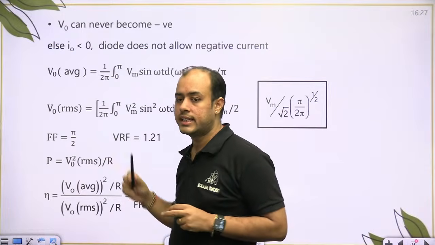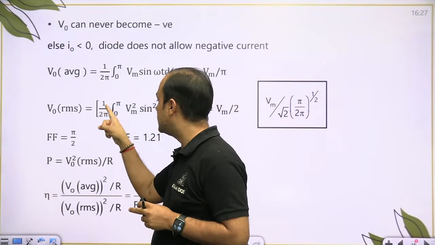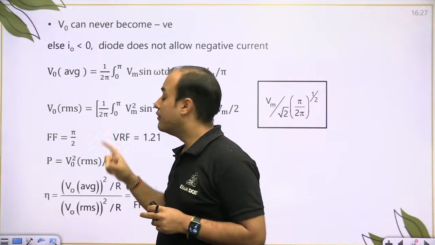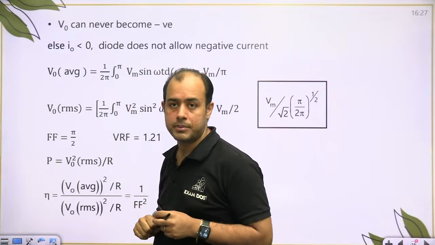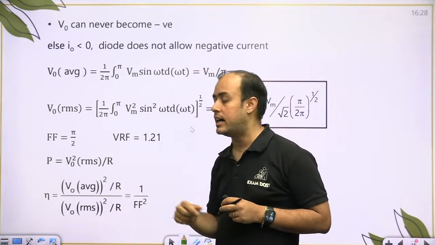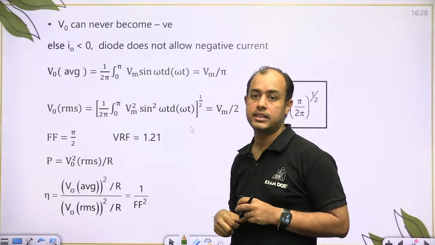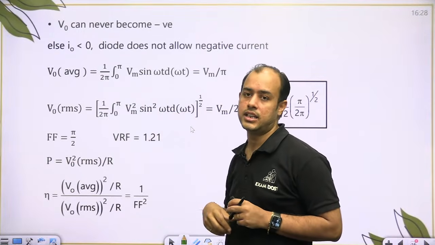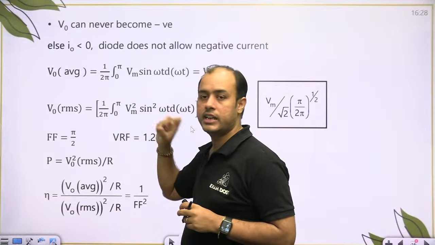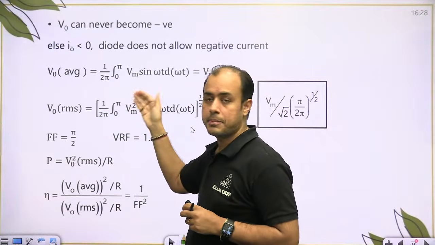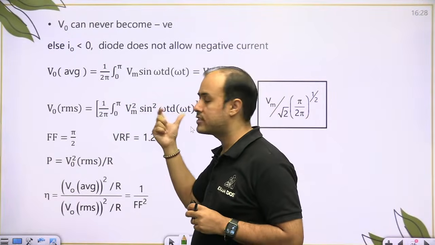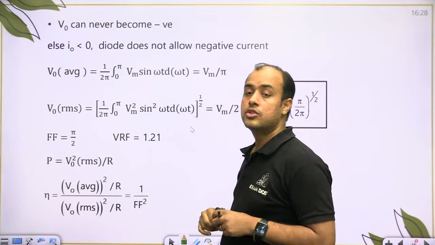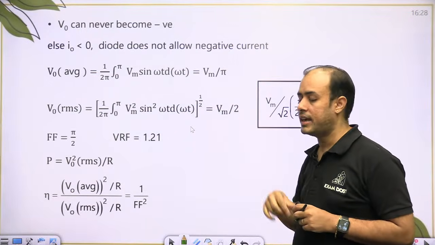Similarly, when you are taking RMS, what is the procedure? 1 upon period. We have to take area from 0 to pi. But what area? Area of square. Then everything under root. So total time period 1 by 2 pi. 0 से पाई तक का इंटीग्रेशन और एरिया स्क्वायर का लिया जाता है. So this comes out as Vm by 2.